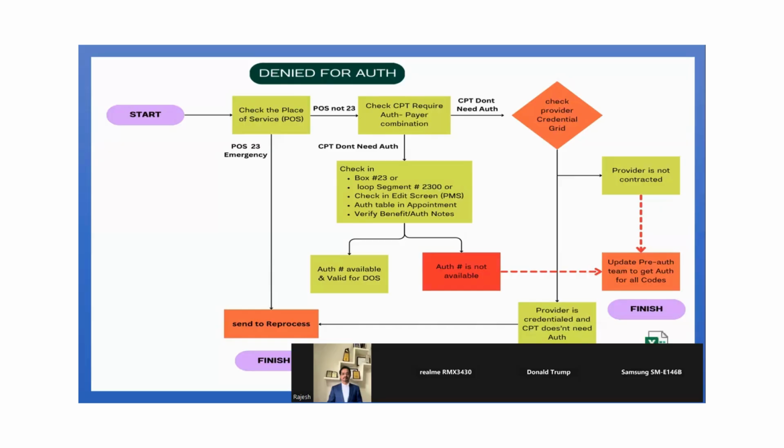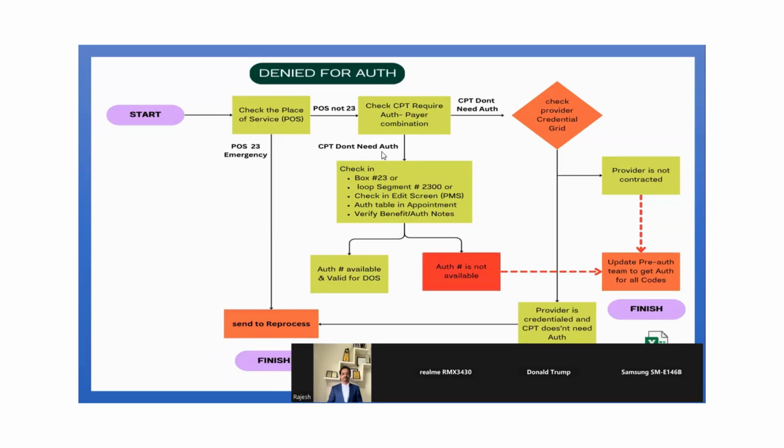For example, if you take Medicare, Medicare does not need any authorization, so you cannot consider that this particular CPT code requires authorization for Medicare. In a similar way, each and every insurance has its own preference on getting authorization. So you have to understand that and check whether the CPT needs authorization. If it does not need authorization, then we can move on.